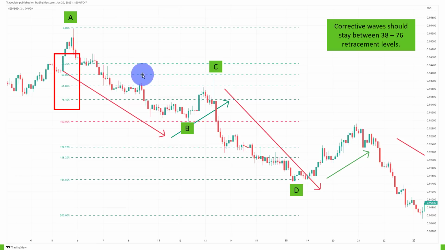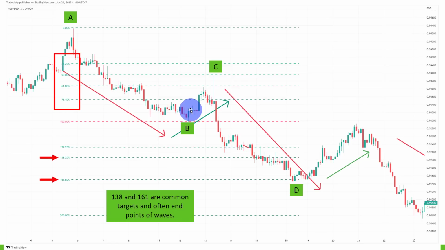Corrective wave B to C should not exceed this 38.2 level. If it goes beyond that, what does it mean? It means the corrective wave is too strong. It means that there's too much profit taking of the sellers going on and there are too many buyers. That's what we don't want to trade. So ideally, the corrective wave stops somewhere between 38 and 76.